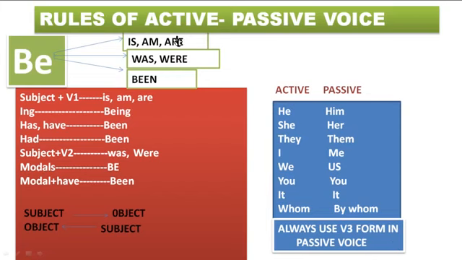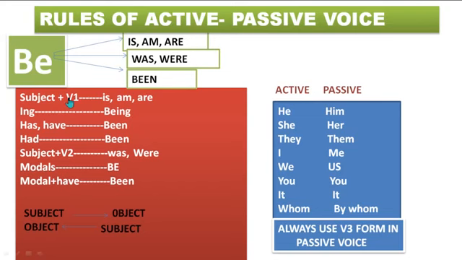To change the active sentence into passive voice, the key word is be. The first form of be is is, am and are, and the second form is was and were, and the third form is been. To change the active sentence into passive voice, we will have to use these words: be, is, am, are, was, were, and been.